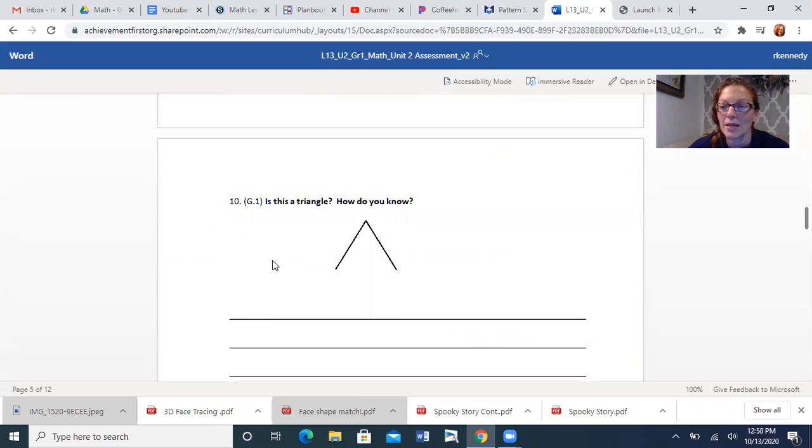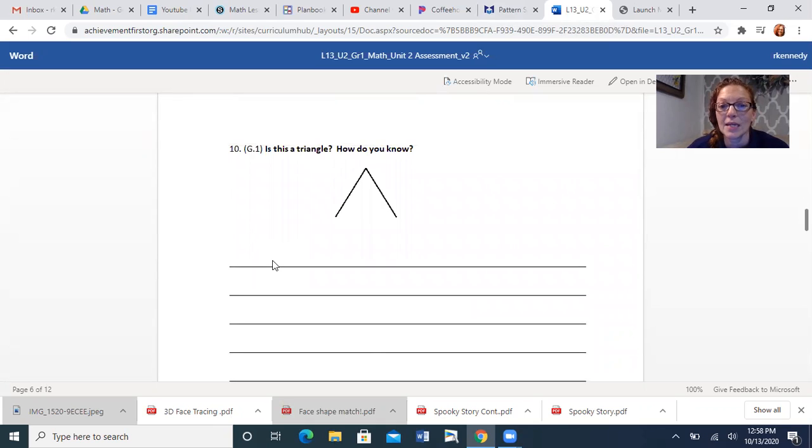Almost, not our last one. Is this a triangle? So yes, it's a triangle, or no, it's not a triangle. How do you know? How do you know if yes, it's a triangle, or how do you know if no, this isn't a triangle? Remember, they can tell it to you and you can write it down, but please don't help them think of the answer. I want to see if they know if that is a triangle or not.